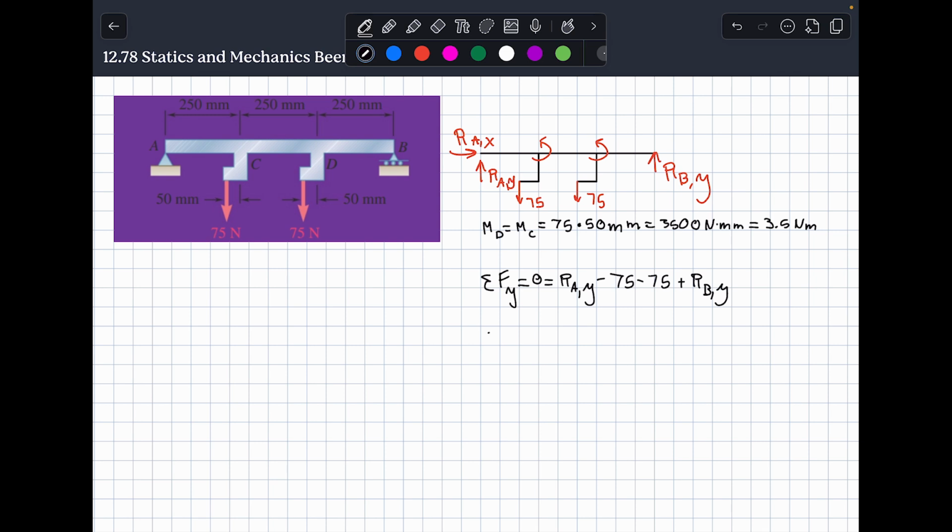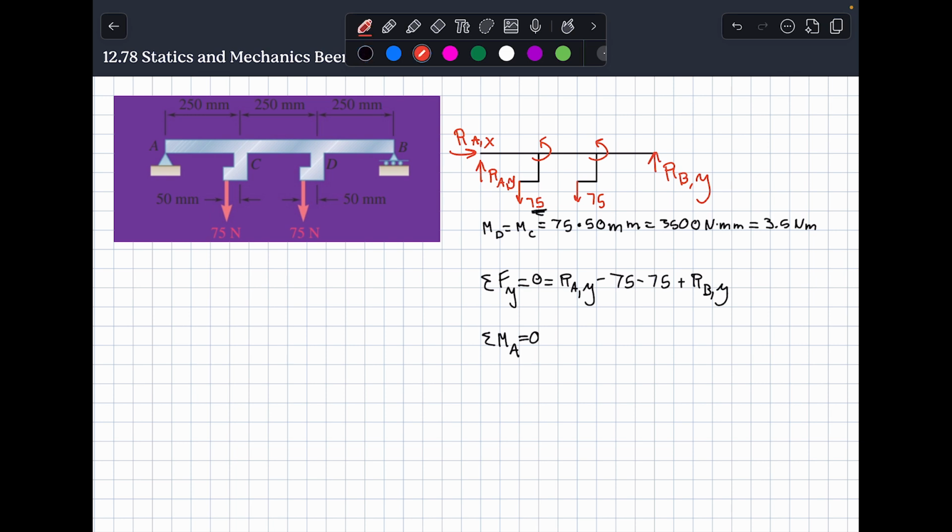Right now we only have one equation, but we have two unknowns, and so we're going to have to figure out a way to get a second equation to solve for one of these unknowns and then move on. We can do that by doing the sum of the moments about point A, and we can use that to solve for RB. Again, we're setting it equal to 0.